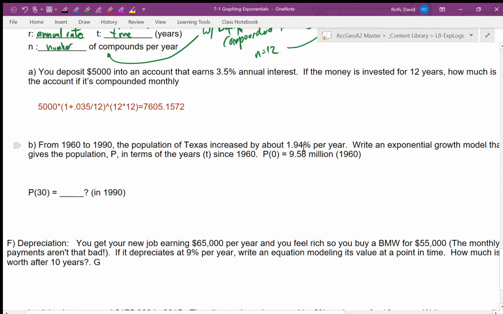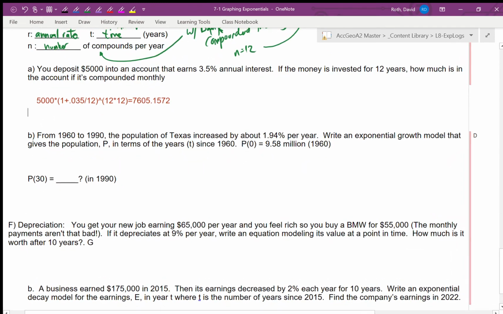1960-90 population of Texas. Notice there is no compounding here. This is not a bank that can choose to just add interest into the account at the end of the month. It's an annual growth rate. Gives the population in terms of years since 1960.